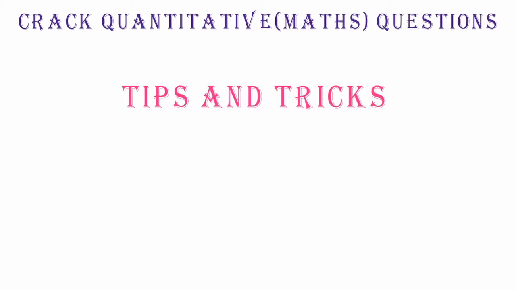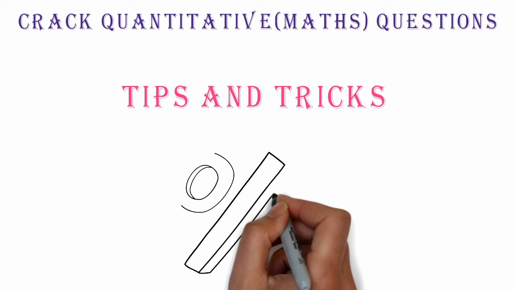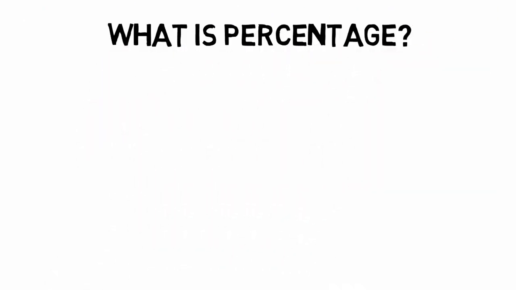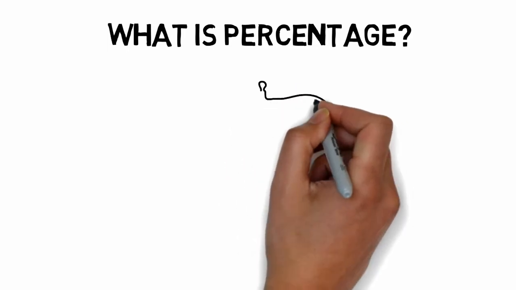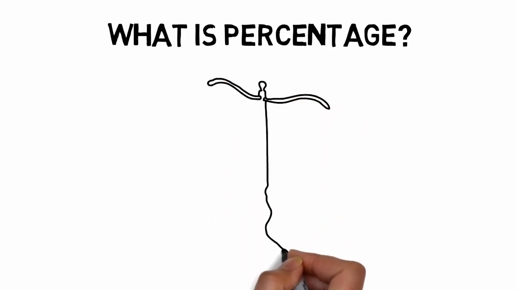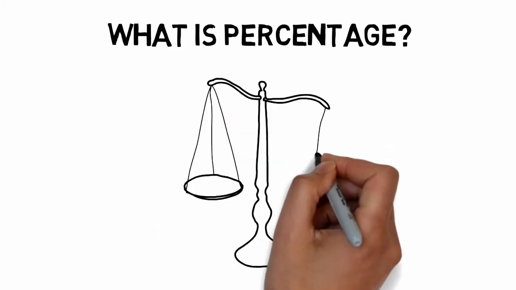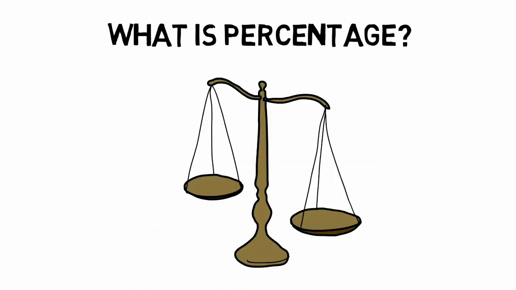So let's start our first chapter, which is percentage. Now what is percentage? In simple words, a percentage is nothing but a comparison of a number to 100. It simply means when we say 17%, it means 17 per 100. From every 100 we are picking 17.